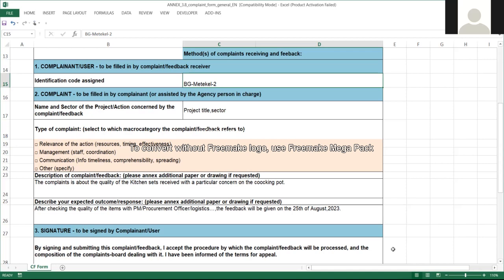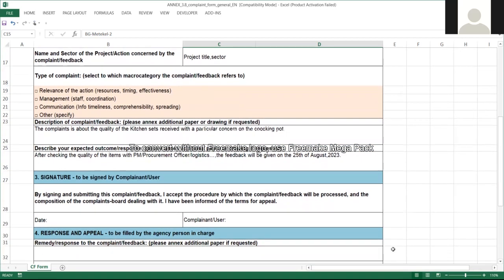Another one is describe your expected outcome or response. Once you receive and described the type of complaint, then what next? What type of response are you going to give?